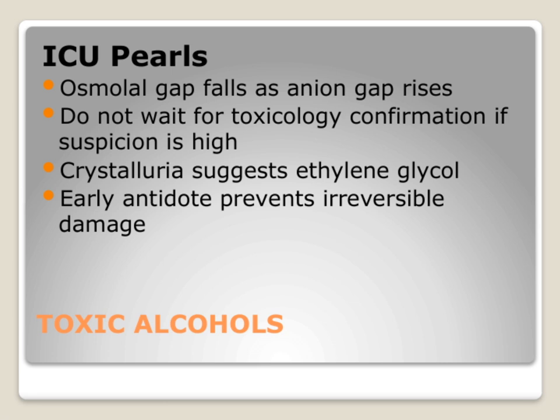Also, the presence of crystalluria can be a key clue. It suggests ethylene glycol poisoning. Recognizing this early can be life-saving. And remember, administering the early antidote is vital. It can prevent irreversible damage and improve patient outcomes. Lastly, when dealing with toxic alcohol ingestion, understanding these key points helps us act quickly and effectively, ultimately saving lives.